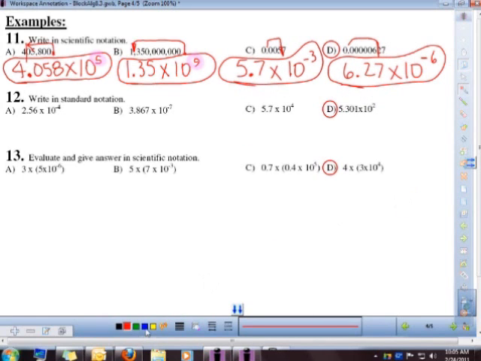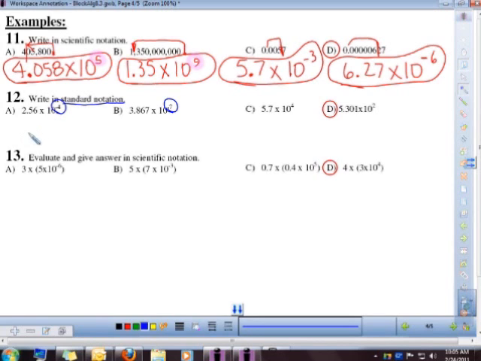Now we're going to go the other way. We're going to go from scientific notation to standard notation. Remember, these that have a negative exponent are going to be a number smaller than 1. The ones that have the positive exponent are going to be a number bigger than 1. So this 4 tells me I'm going to move the decimal 4 places to make the number smaller than 1.